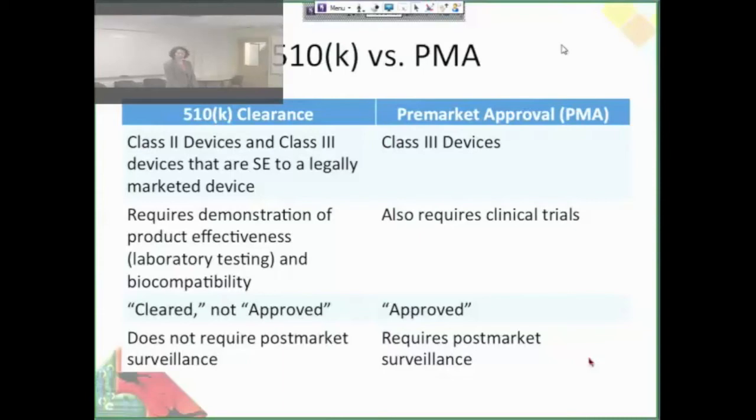510K is for Class 2 devices and any Class 3 that are substantially equivalent to a legally marketed device. Pre-market approval is for most Class 3 devices. So the 510K requires demonstration of product effectiveness and also biocompatibility, and a PMA requires all that and more, including clinical trials. And the 510K usually does not require post-market surveillance, but you have to consult with the FDA because that's not necessarily true. The pre-market approval will always require post-market surveillance, which we'll talk more about in a couple slides.